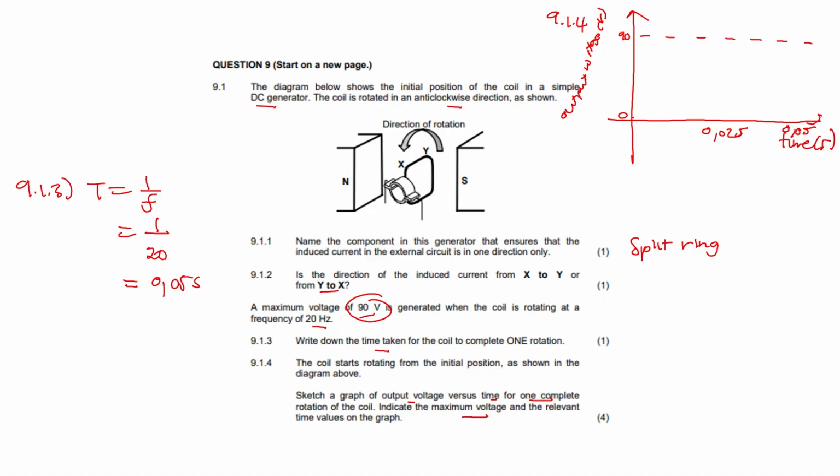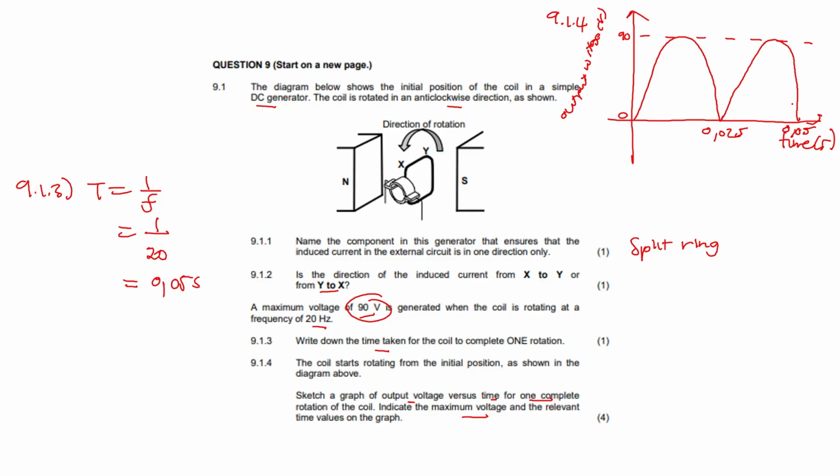Right, so they want one complete rotation of the coil. So we'll go from 0 all the way up to 0.025. Then one more from 0.025 all the way up to 90 and back down to 0.05. And that's how you would draw the graph of one complete rotation of the coil. And yeah, that is it.